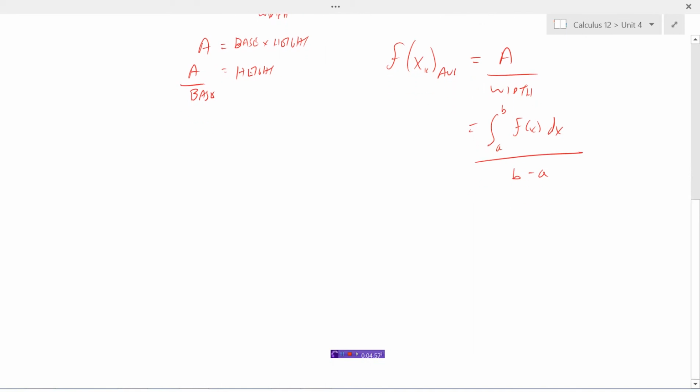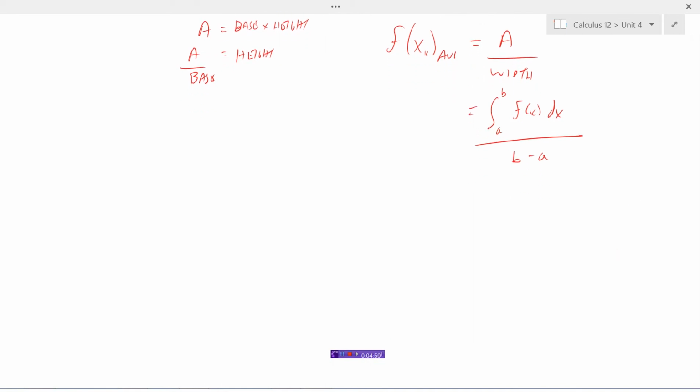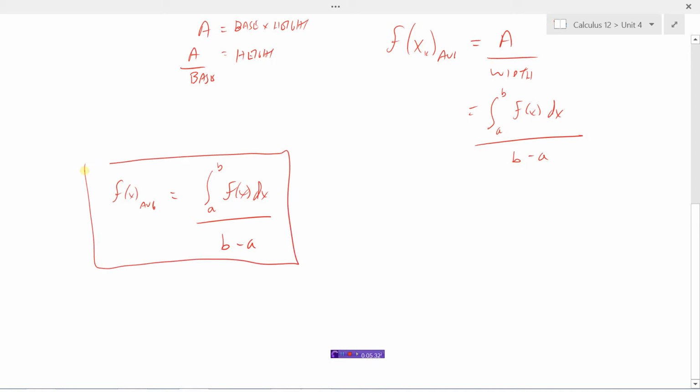So we can come up with this formula for finding the average height of a function very simply. f of x average, or the average y value, is going to be equal to the integral from a to b of f of x dx divided by b minus a. And so this would be the average y value of that function on that interval.